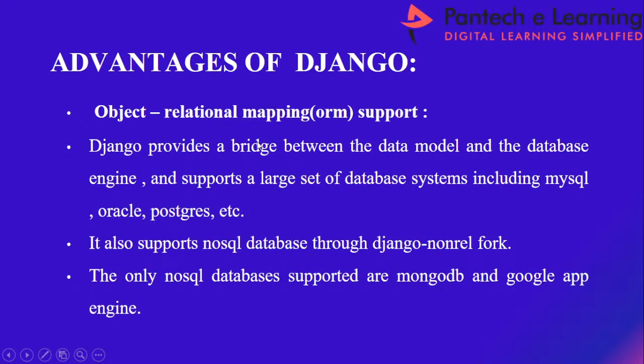It has ORM support, object relational mapping support. It provides a bridge between the data model and the database engine. What do you mean by object relational mapping? It supports a set of database systems. How am I going to connect with the database and how am I going to perform important operations? With object relational mapping, NoSQL databases are supported, such as MongoDB and Google App Engine.